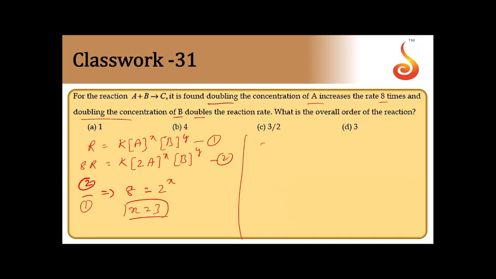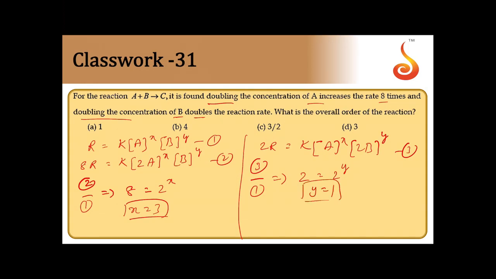So that is 2R is equal to K into A to the power of X, and B becomes 2B, doubled, to the power of Y. Take it as equation 3. Now dividing 3 by 1, 2 becomes equal to 2 to the power of Y, therefore Y is equal to 1.